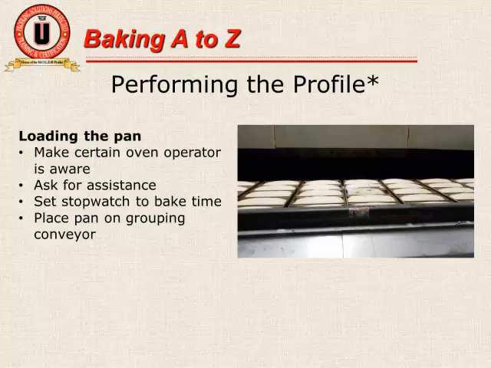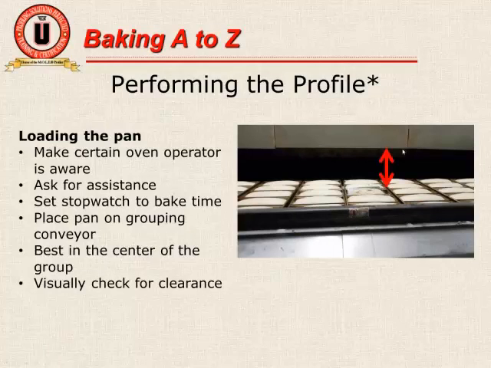Again, place that pan on the grouping conveyor, about in the middle, if at all possible. If you've got 14 pans going in each group, take out the 7th, move it to the back, and put your profiling pan right in the middle of that.